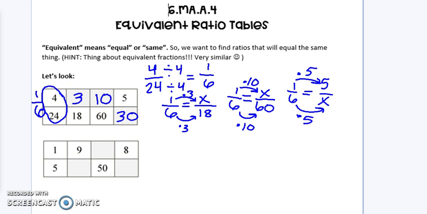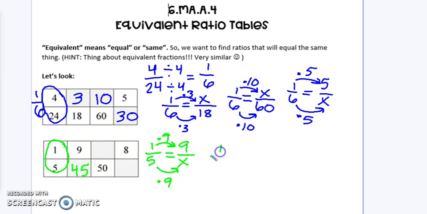Alright, let's look at the next example. Here's my ratio, 1 to 5, and that's already in simplest form for me. So I can just go ahead and figure out the rest of them. So I have 1 to 5, and then I have a 9 on top. I'm not sure what goes down there. So to go from 1 to 9, I multiply by 9. So I need to do the same thing on the bottom. So 5 times 9 is 45.